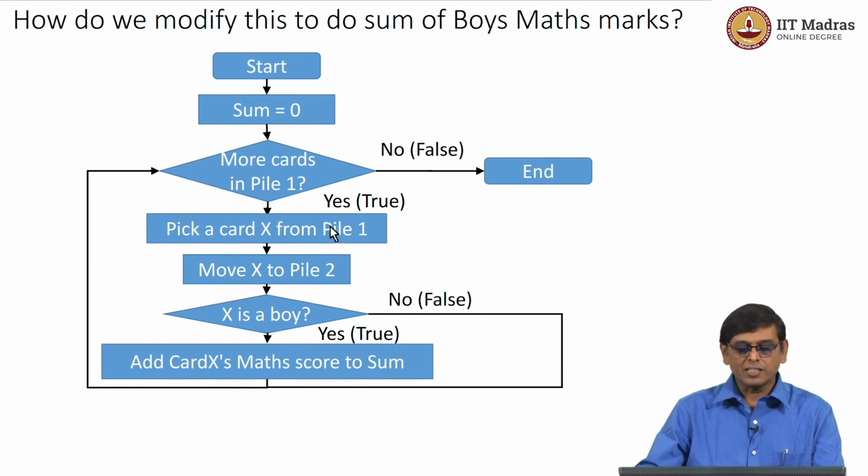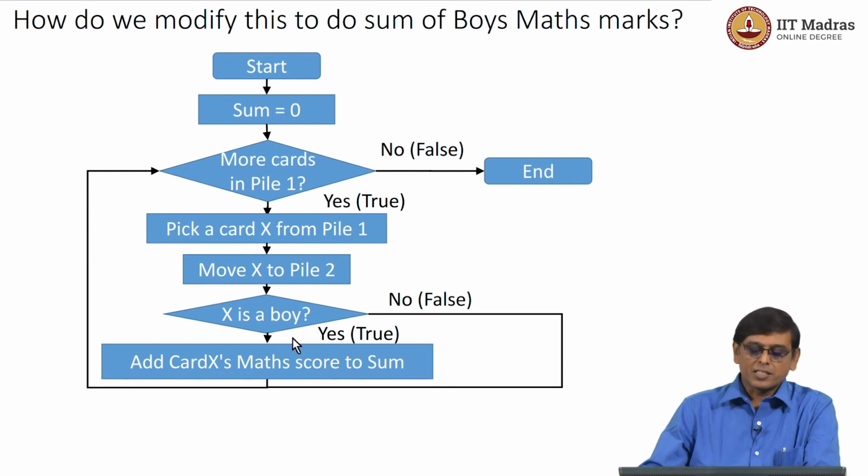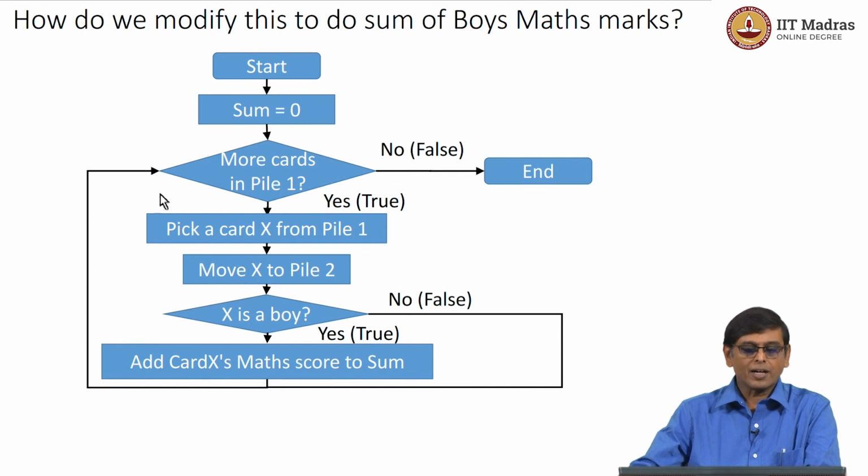So, essentially the condition that we are checking here for filtering is whether X is a boy. There are two possibilities. One is X is indeed a boy, which means the condition comes out true, in which case you add the maths marks to sum, or it could come out false, in which case you do nothing, and the way to represent nothing is you bypass this box, that is, go around this box and go back to the start of the iteration.